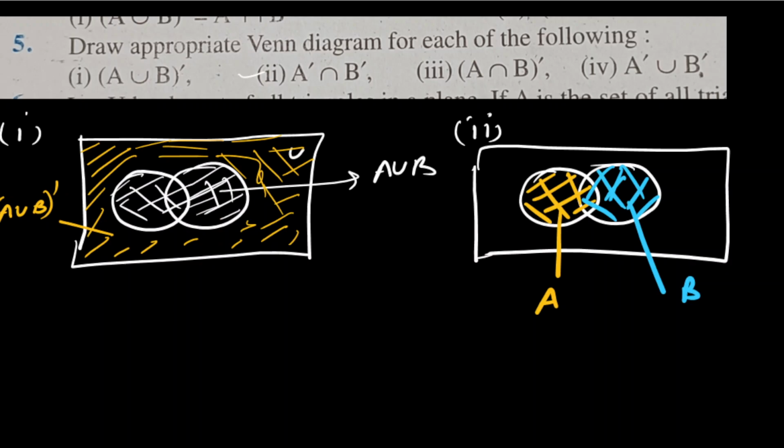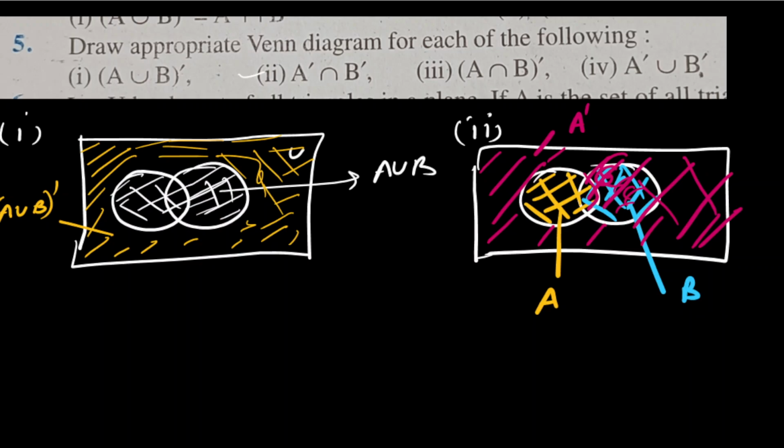Okay. Now A complement will be what? A complement is other than A, this everything. This part of B also will come. Only this bordering will not come. So this part of B also will come. So this is A complement. With pink color I am highlighting this.